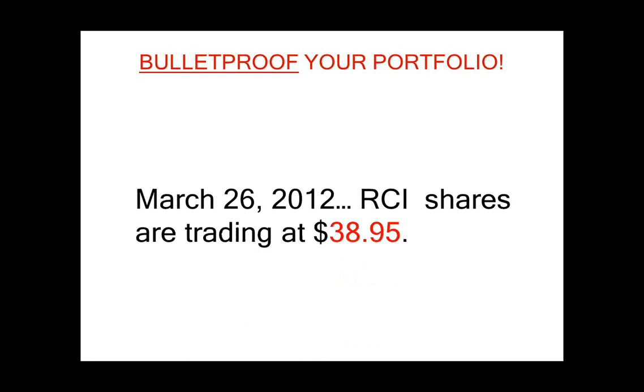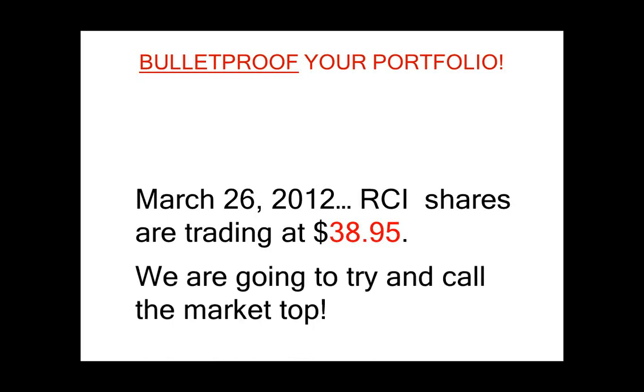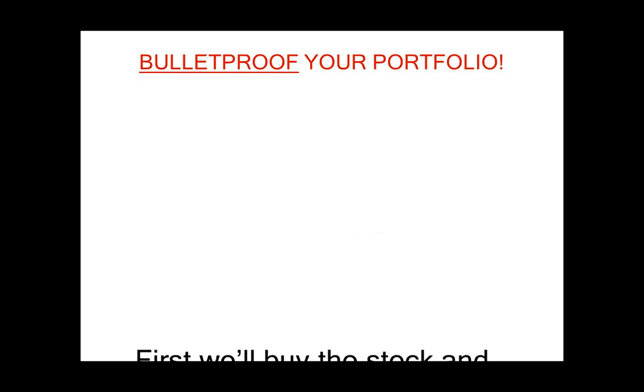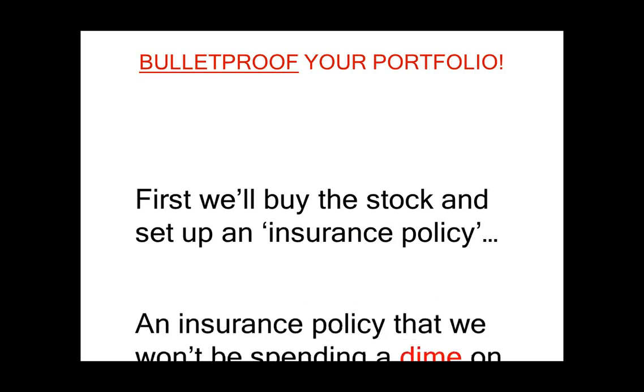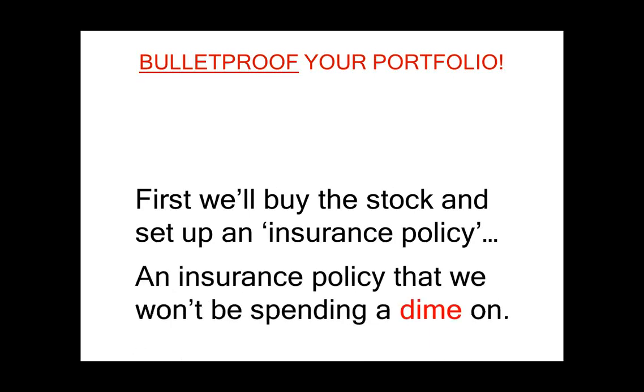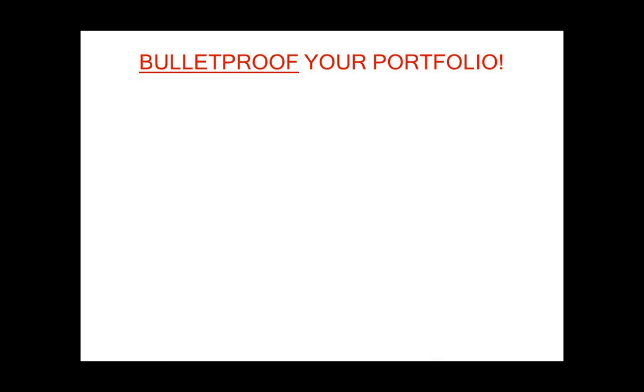Okay? On March 26, 2012, we had RCI trading at 38.95 at the far right edge, where we didn't know what was going to happen next. Now we're going to try and call the market top. Here's how we're going to go about it. First, we're going to buy the stock and we're going to set up an insurance policy. We're going to buy a put option. And we're not going to spend any money for it. That sounds weird, doesn't it? That sounds strange, yeah.